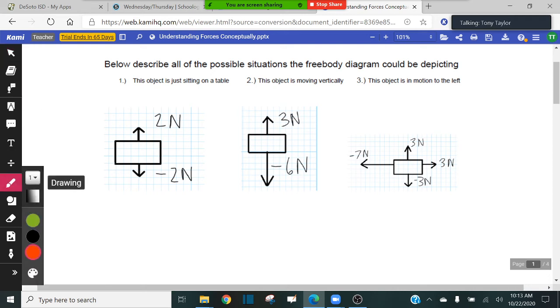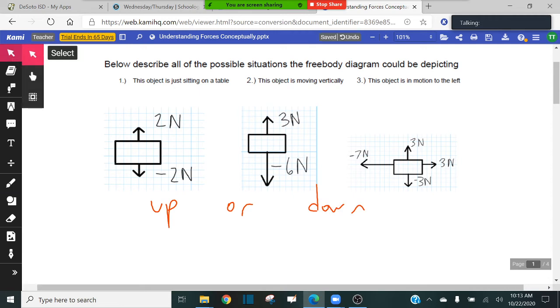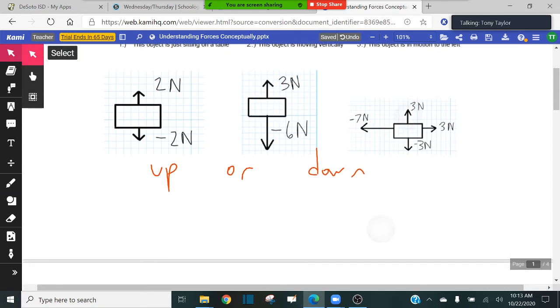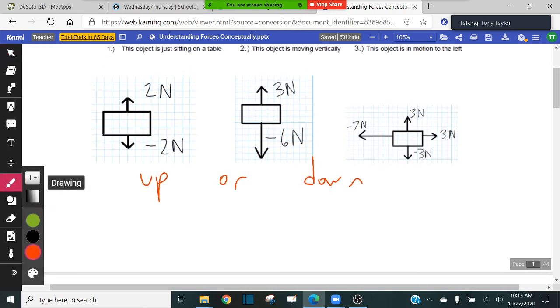So on number 2, we have to deal with 2 possible situations. We could either be moving up or we could be moving down, because that's what vertical means. So what are the possible situations here? If the object is moving up, that means it will have a positive velocity. But if it was moving down, that means it would have a negative velocity.